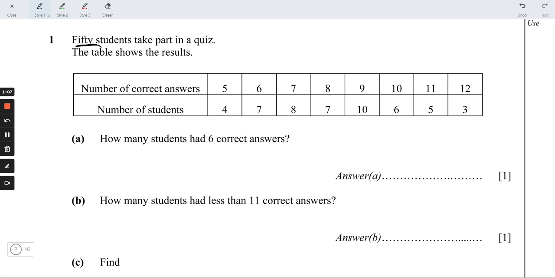How many students had 6 correct answers? Correct answers 6, we have 7 students. So we have 7 here.